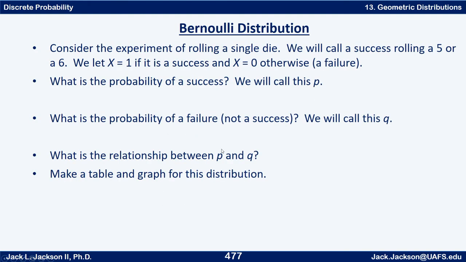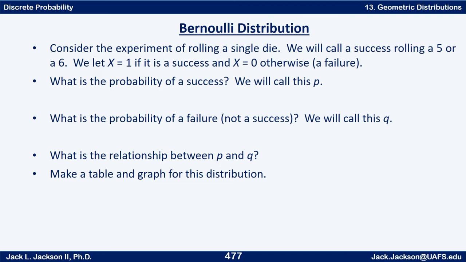So in a Bernoulli distribution, we consider the experiment of rolling a single die in this example. We'll call it a success if we get a 5 or if we get a 6. Anything else will be called a failure. If it's a success, a 5 or 6, we'll let the random variable x be 1, and for a failure, anything besides a 5 or 6 on the roll, we'll let x be 0.